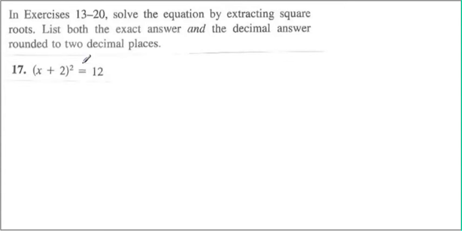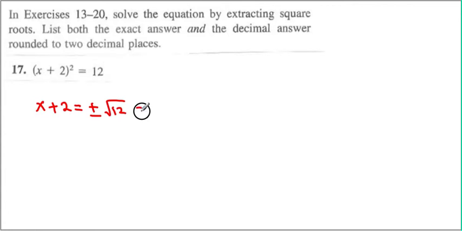First question. Here we have to solve this one by extracting the square root, and give the exact answer and also a decimal answer. The decimal answer we'll get by using the calculator. So first, in order to get rid of the square, we have to take the square root of both sides. Then we end up getting x plus 2 equals plus or minus the square root of 12.